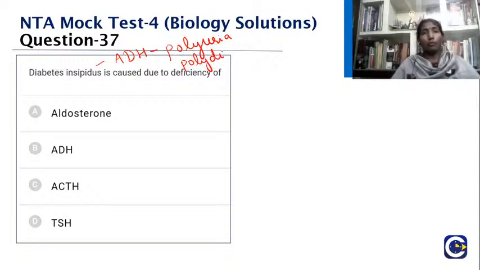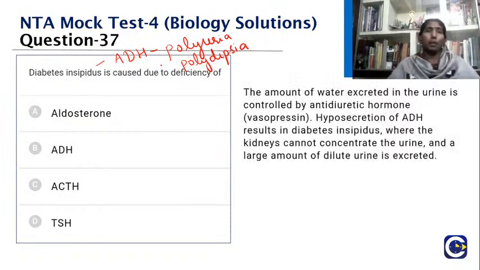So the main role of antidiuretic hormone is to reabsorb the water from the distal convoluted tubule and the collecting ducts. So when the water is not getting reabsorbed, more water is going to get lost. So there is going to be enormous output of dilute urine. Once the water is lost, the person goes in for enormous intake of water, which we say polydipsia. So the amount of water excreted in the urine is controlled by ADH, vasopressin.